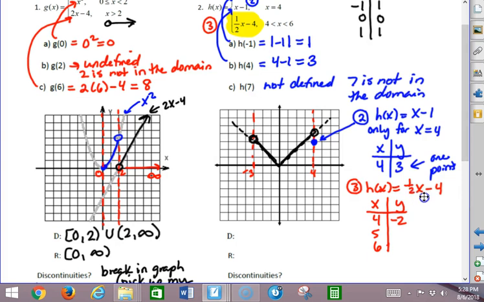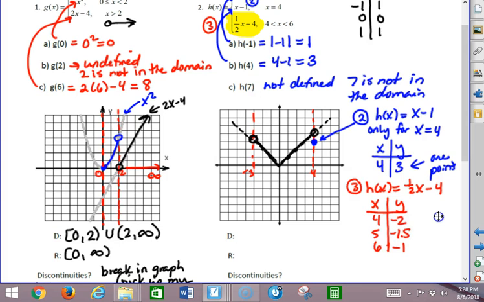1/2 times 5 is 2.5. 2.5 minus 4 is -1.5. 1/2 times 6 is 3. 3 minus 4 is -1. I probably don't really need that middle point. The other two would be sufficient.